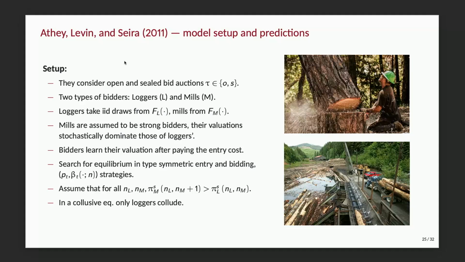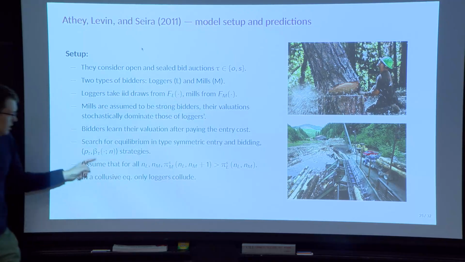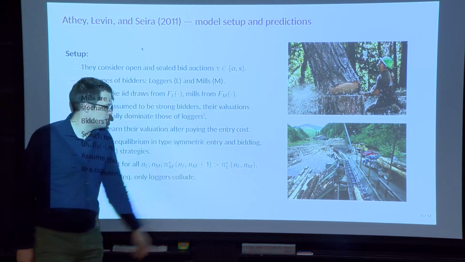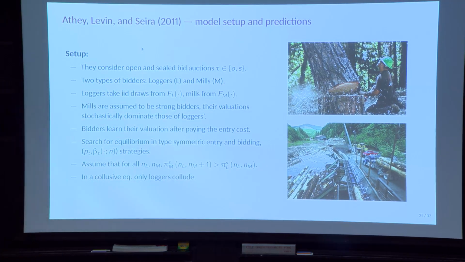This is a setting where there is variation in how many people are bidding. So they're accounting for endogenous entry. And they're searching for an equilibrium in type-symmetric entry and bidding strategies. Okay, so conditioning on being loggers, they all use the same entry probability and, once they're entering, bid according to the same bidding functions, and same for mills.